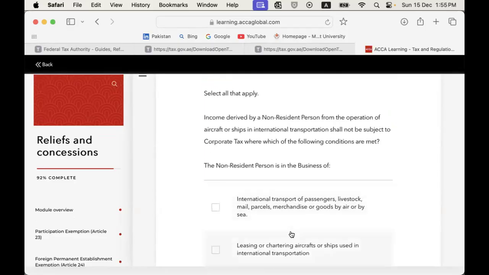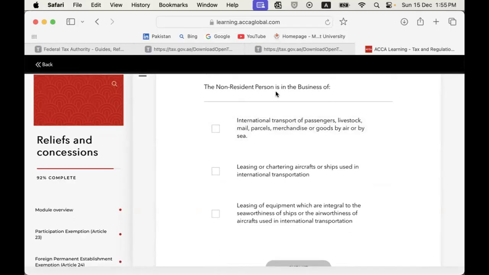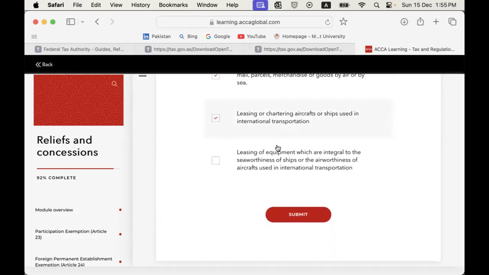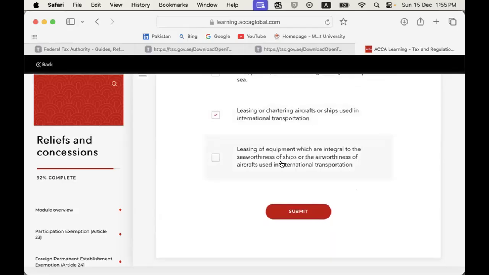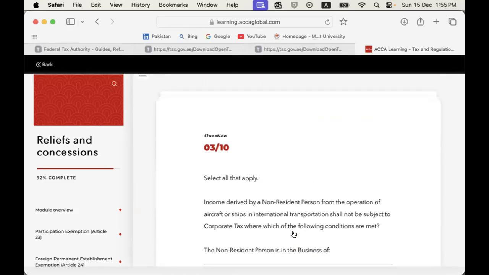Let us see. The income derived by a non-resident person from the operation of aircraft or ships in international transportation shall not be subject to corporate tax, if which of the following conditions are met? Non-resident person is in the business of international transport of passengers, livestock. Yes, I think it was there. Leasing or chartering of aircraft in international transport. Yes. Leasing of equipment integral to the operation, yes, it was also there. Seaworthiness and airworthiness. Correct. Let's go to the next one.